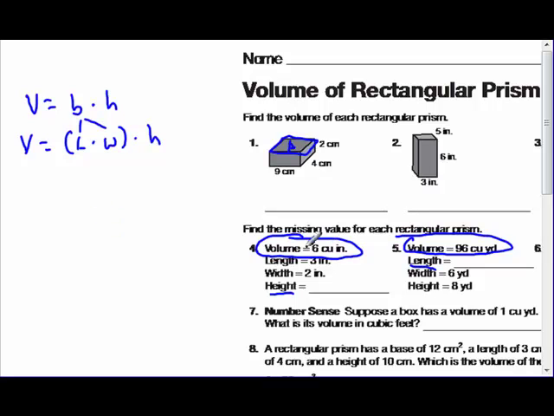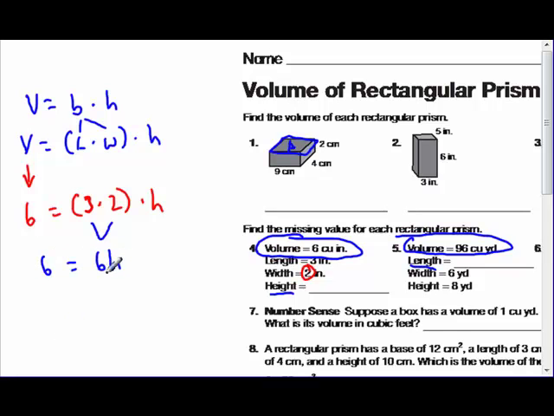So they give you a volume of 6, so instead of volume, we write in 6. They give you the length, which is 3, so we write in 3. And they give you the width, which is 2, but they don't give you the height. So the question is how to solve this. Well, the first thing we can do is solve what's in the parentheses, and that is 2 times 3 is 6. So 6 times height equals 6.